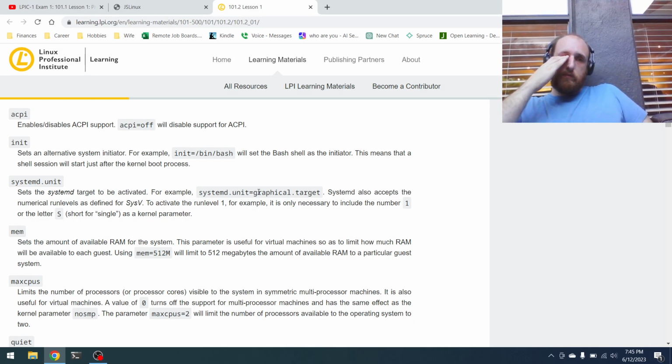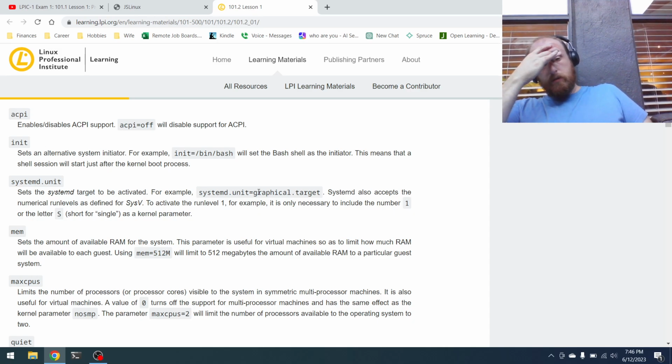init sets an alternative system initiator. For example, init=/bin/bash will set the bash shell as the initiator. This means that a shell session will start just after the kernel boot process.